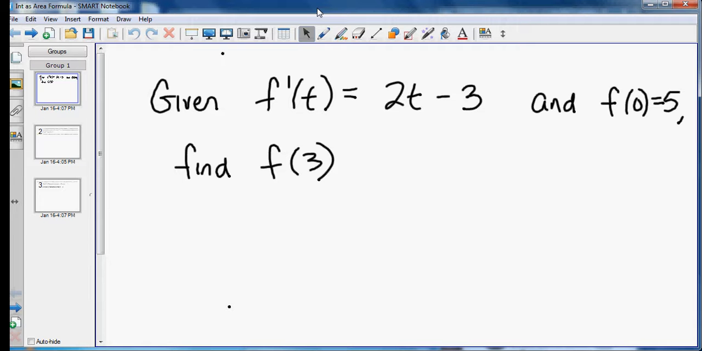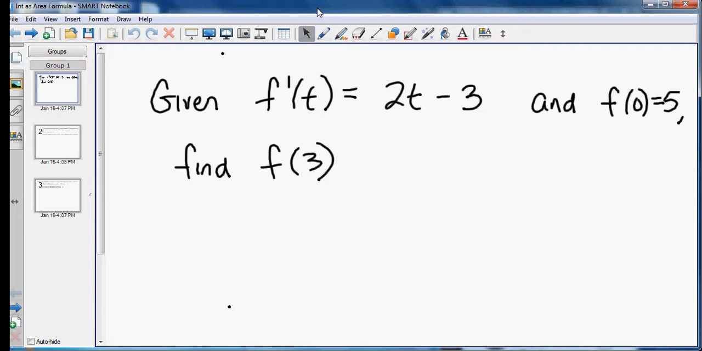Let's say we were given something like the derivative is equal to 2t minus 3. We were told a point on the original, that is f of 0 equals 5, and then asked to find a different point on the original, in this case f of 3. Now I want to show you one way to do it first that we probably have done before in this class, but then show you what can be a faster way.